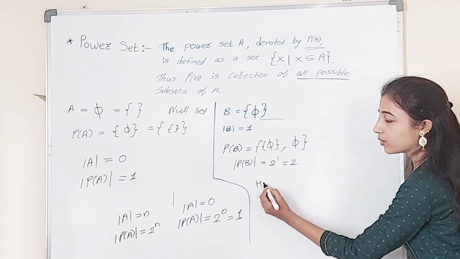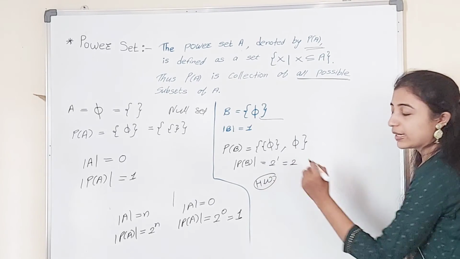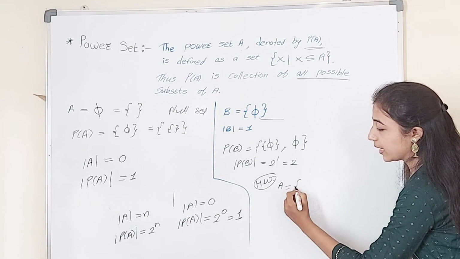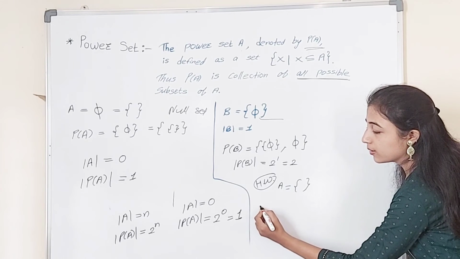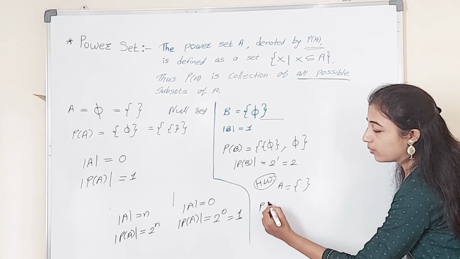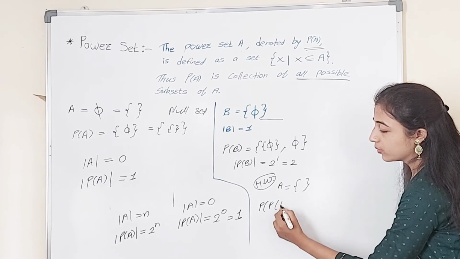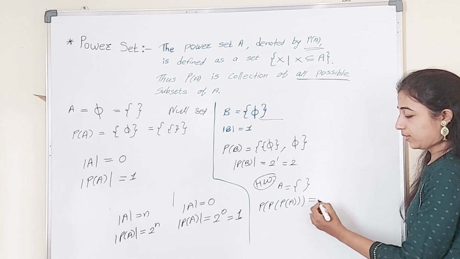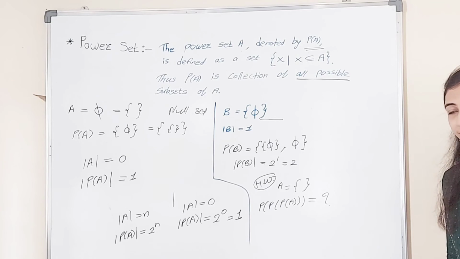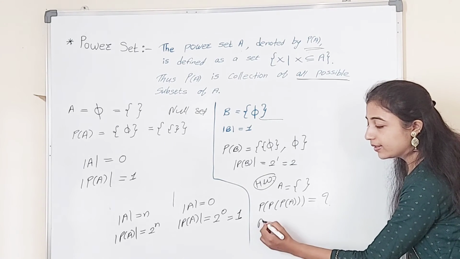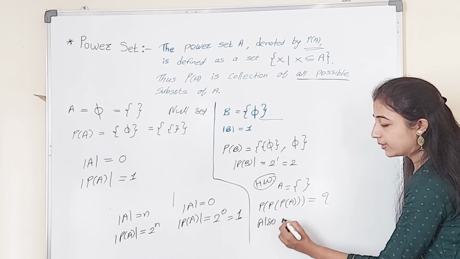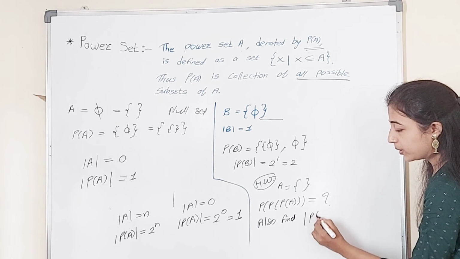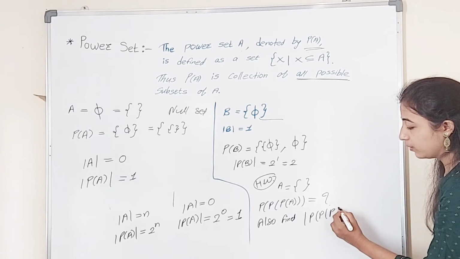Now this is for your homework. Try this example. Suppose we have given set A, which is an empty set, and the question is to find P of A. You have to find out which element will be in it. Also find the cardinality of P of A.